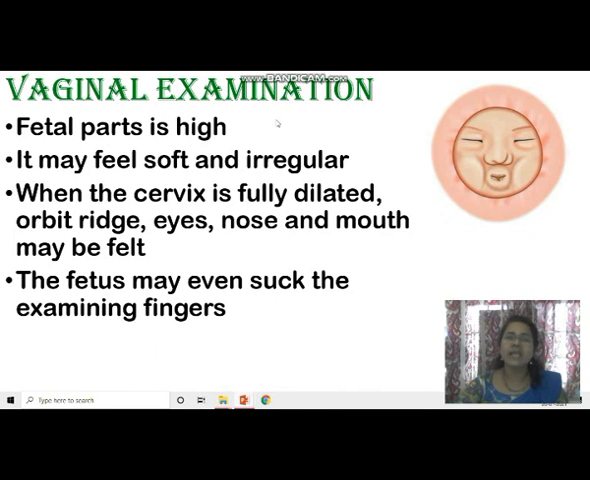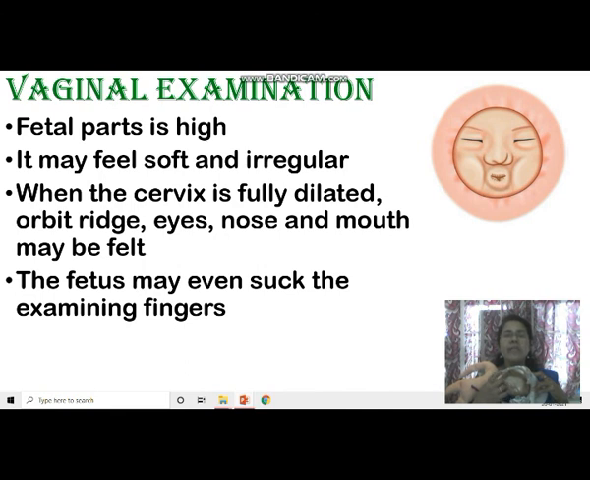Next is the vaginal examination. The fetal part is high. We cannot feel it nearby. It will be high because of the long curvature. That's why the fetal parts are felt high. Normally it will be very high, and we can feel soft irregular parts. When the cervix is fully dilated, we can feel the orbital ridges, the eyes can be palpated, and the nose and mouth may be felt.